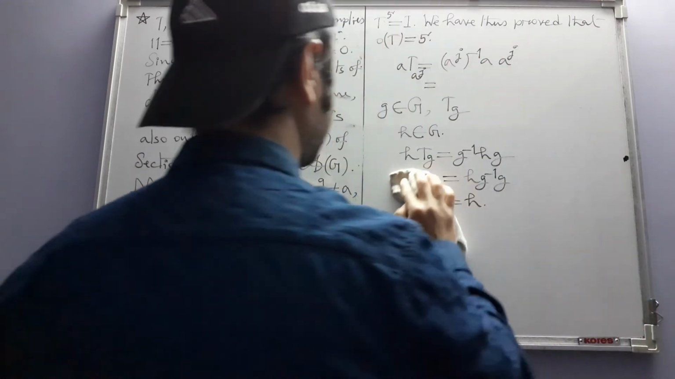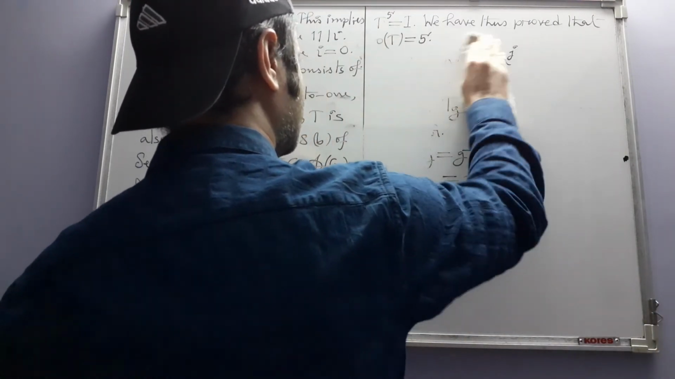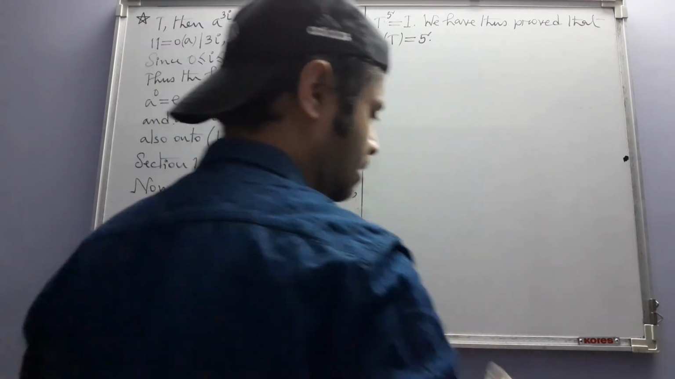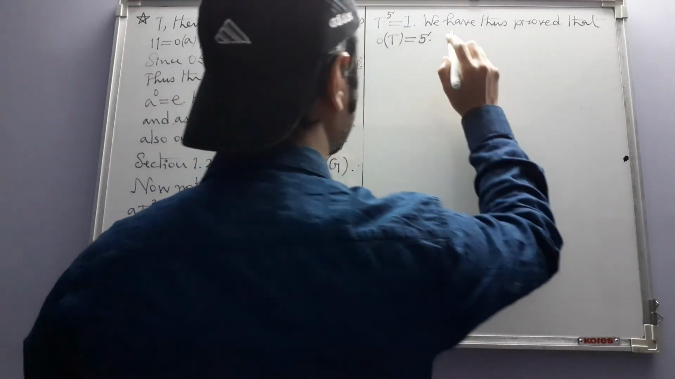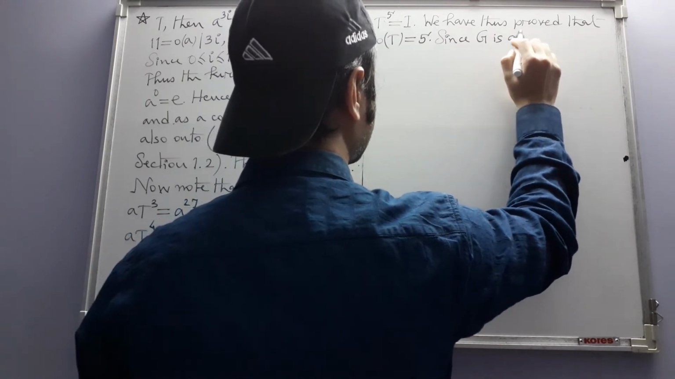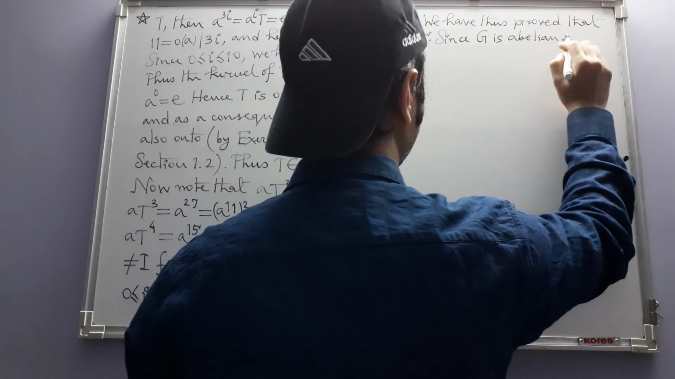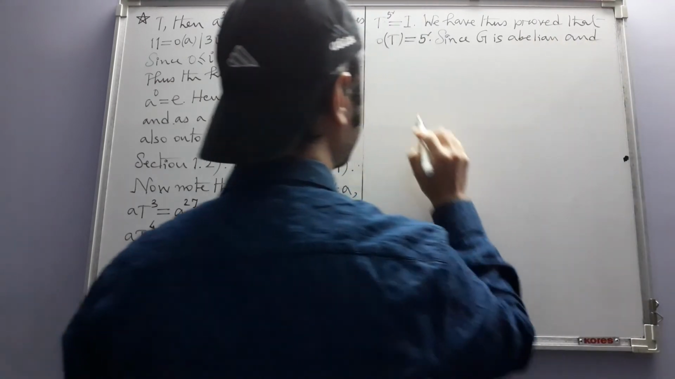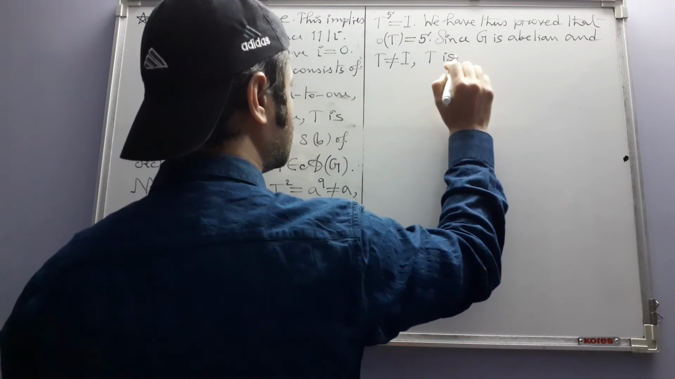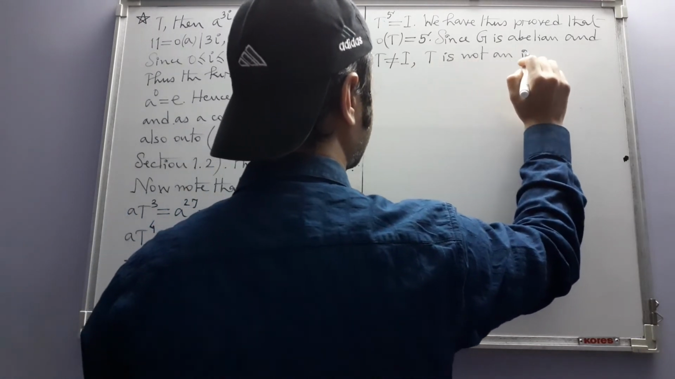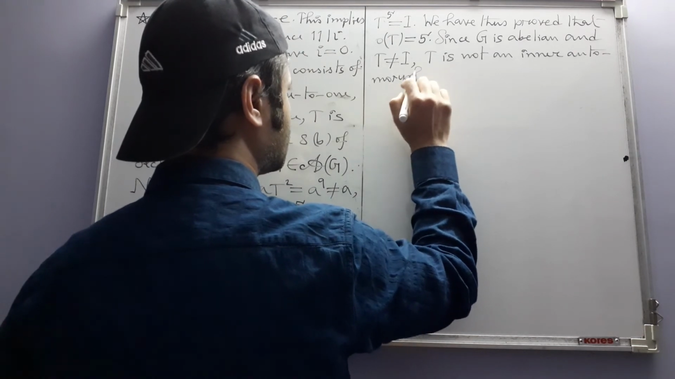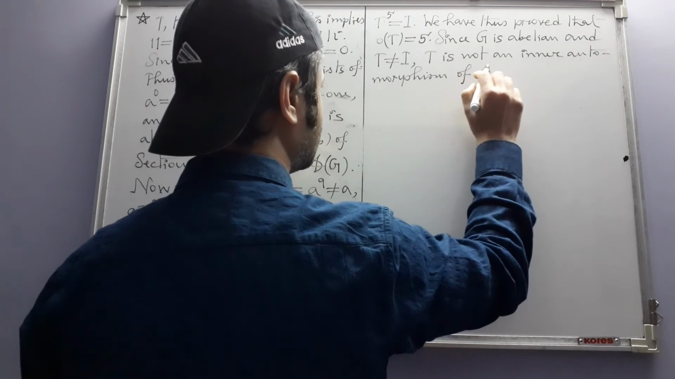So that obstacle is overcome. In fact, it's not there at all, but we need to mention it. Since G is abelian and T is not the identity automorphism, T is not an inner automorphism of G.